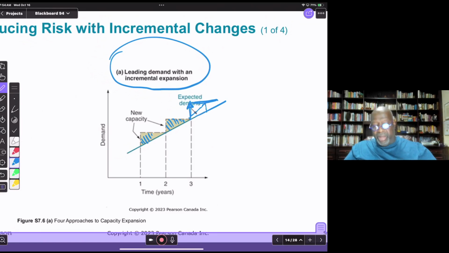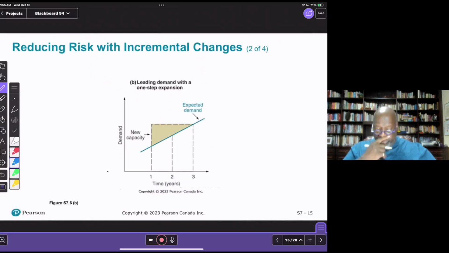In other words, the slope is actually different. It's not straight up, and so this is where we might actually have this, and this would be your excess capacity. In that case, like I said, the major risk has to do with you being very optimistic. Turns out that the capacity doesn't quite turn out to be what you want, and therefore there's a risk associated with that. So you could lead demand with a one-step expansion.